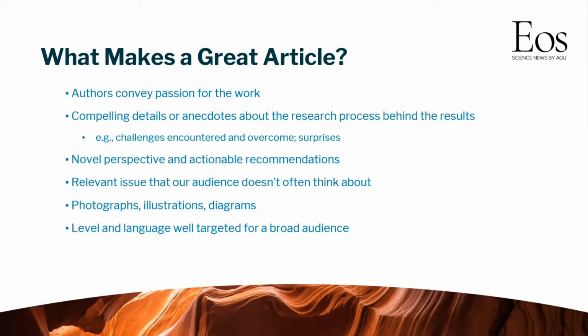Including compelling details or anecdotes about the process that went into getting results or coming to conclusions can also be very engaging. For example, did you overcome challenges in your field or lab work? Were you surprised by results you got? And if so, why were you surprised? These sorts of details are typically omitted from scholarly papers, but they work well in EOS articles and can help readers better understand the scientific process and better relate to the scientists doing the work. If you're writing an opinion, novel perspectives and ideas, and specific actionable solutions or recommendations will increase the usefulness and impact of the article.